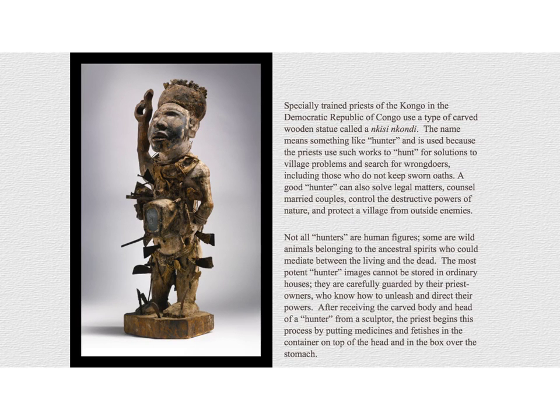So this slide is again talking about the fact that the Nkande means hunter. So they can hunt out people who are doing them wrong. A really good figure is thought to be able to solve legal problems, help married couples resolve their differences, control nature's destruction, and even protect a village from attack. Now, some of these objects are considered so powerful that they cannot be stored in an average person's home. They have to be under the close watch of a priest or diviner who knows how to control the power of the figure.